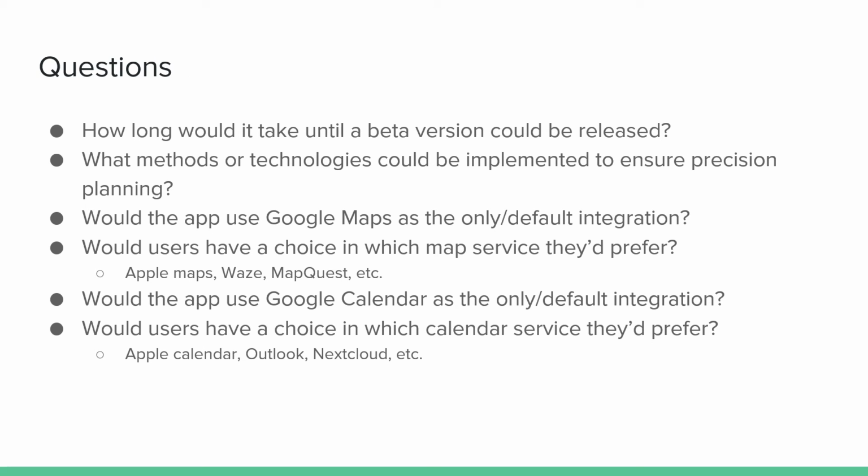After reviewing the work, the questions I'm left with are: how long would it take until a beta version could be released or tested? What methods or technologies could be implemented to ensure precision planning? Would the app use Google Maps as the default or only integration, or would users have a choice in which map service they prefer, such as Apple Maps, Waze, MapQuest, etc.? The same two questions can be applied to the calendar aspect. Would Google Calendar be the default or only integration, or would users have a choice in which calendar service they prefer, such as Apple Calendar, Outlook, Nextcloud, etc.?